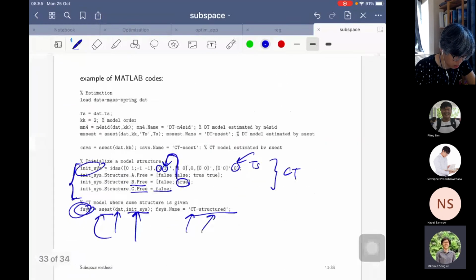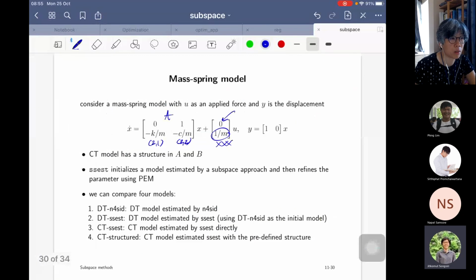So here's the example of numerical implementation of subspace methods. In the next video clip, I will explain the mathematical concept of this one.